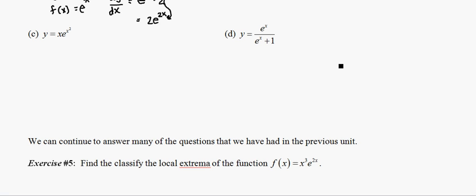All right, hopefully you said the product rule. I'm hoping, right? Because that's what we have. We have the product of x times e to the x squared. So remember the product rule, right?